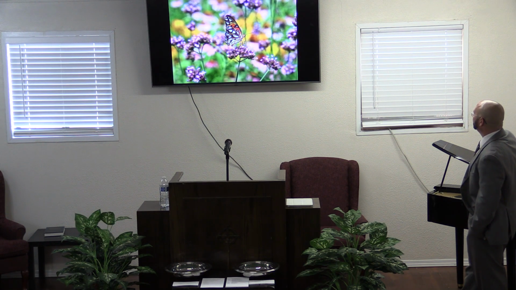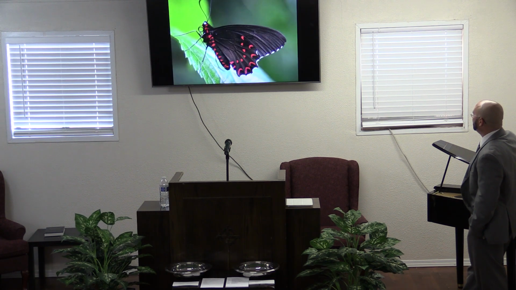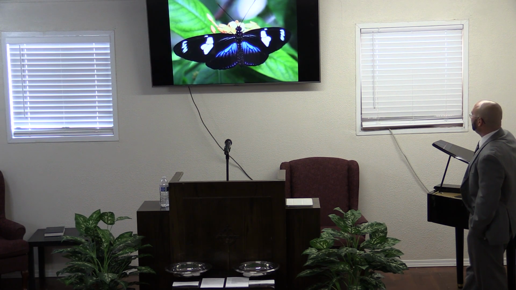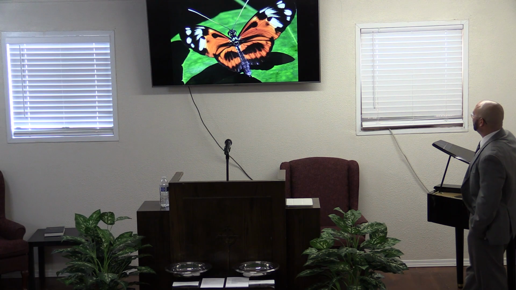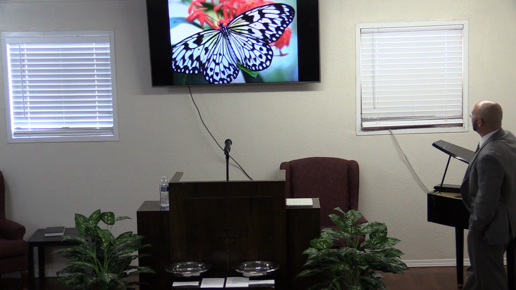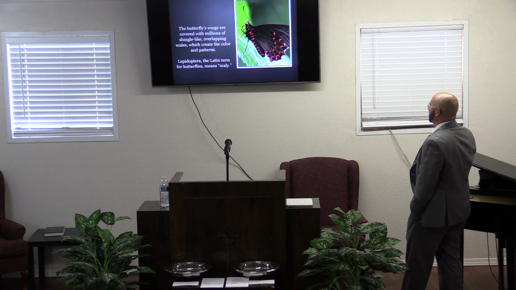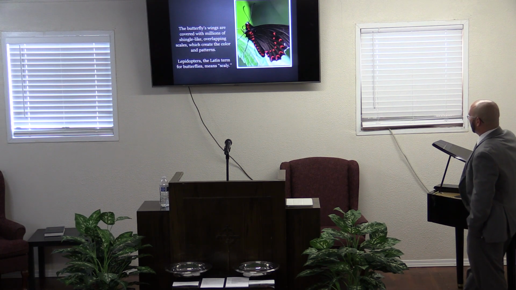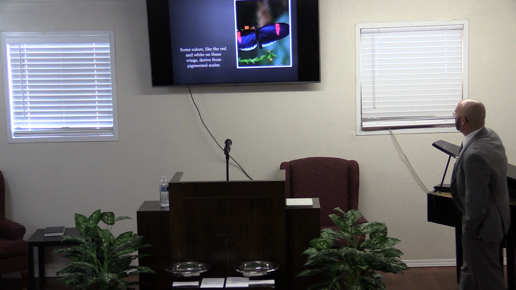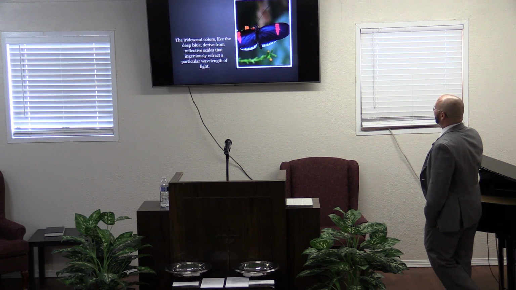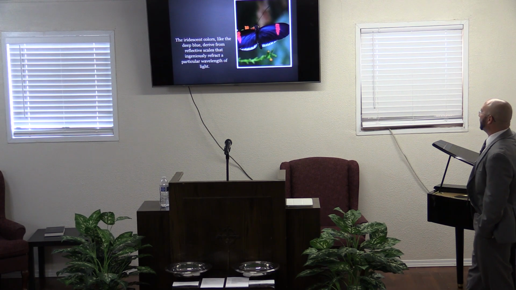That one's pretty neat right there. The butterfly's wings are covered with millions of shingle-like overlapping scales, which create the color and patterns. Lepidoptera, the Latin term for butterflies, means scaly. Some colors, like the red and white on these wings, derive from pigmented scales. The iridescent colors, like the deep blue, derive from reflective scales that ingeniously refract a particular wavelength of light. That's just incredible.